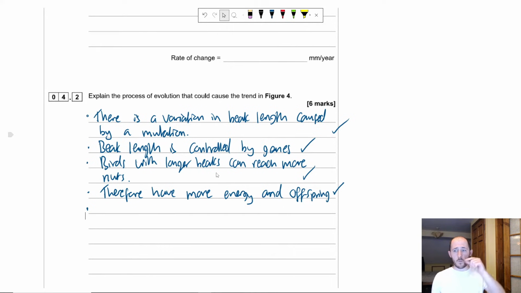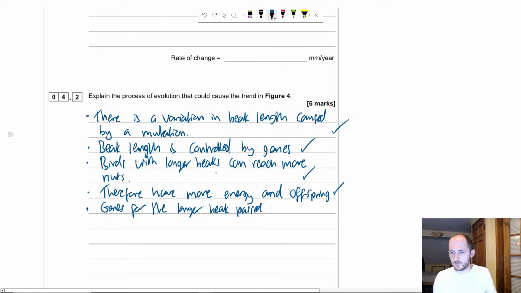Okay. When they have offspring, the genes for the longer beak are passed on to offspring.